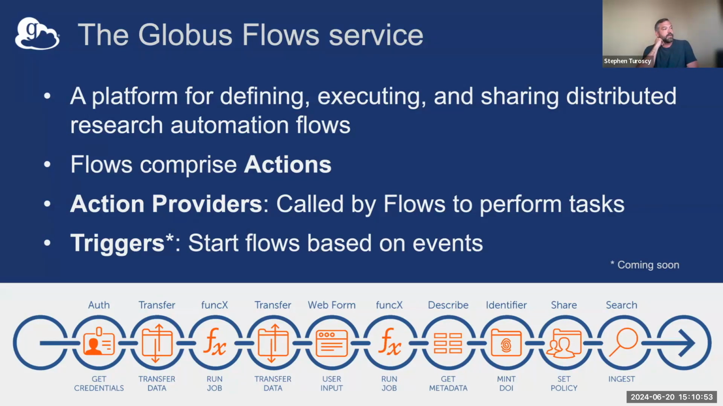Triggers, we are working on triggers, but you can think of a trigger as a new file gets dropped in a file system somewhere, and that file needs to go through a certain number of steps, ultimately getting ingested into a search index, according to this diagram. That would be a trigger. And you see a lot of that happening from instrumentation. So an instrument does something, it produces results which need to go somewhere. And once those results are available, then a Globus flow can come in and do things with it.